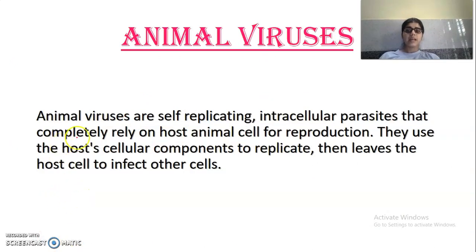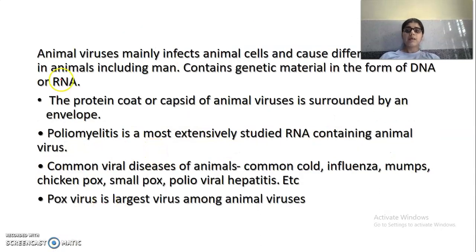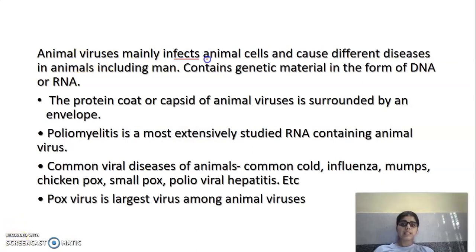Animal viruses. Animal viruses are self-replicating intracellular parasites that completely rely on host animals for reproduction. They use host cellular components to replicate and then leave the host cells to infect other cells. Animal viruses mainly infect animal cells and cause different diseases in animals including man. They contain genetic material in the form of either DNA or RNA.